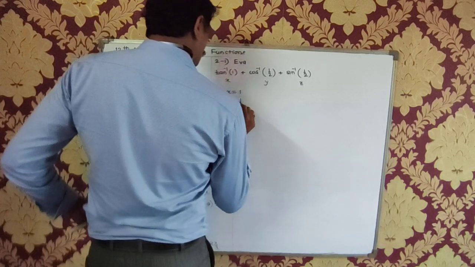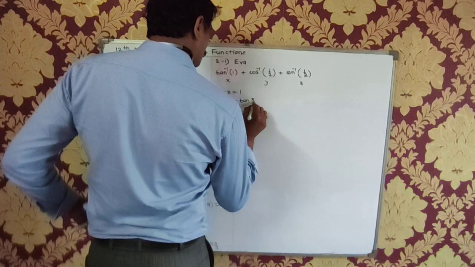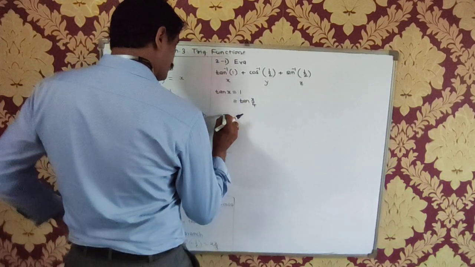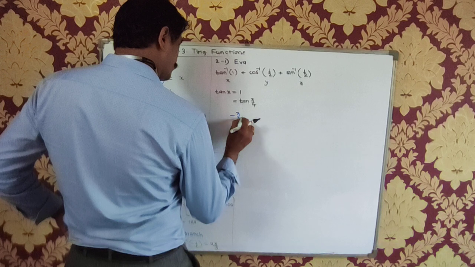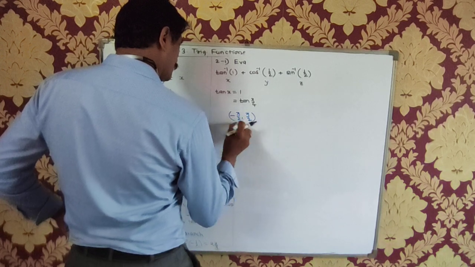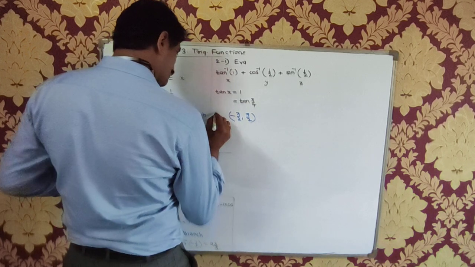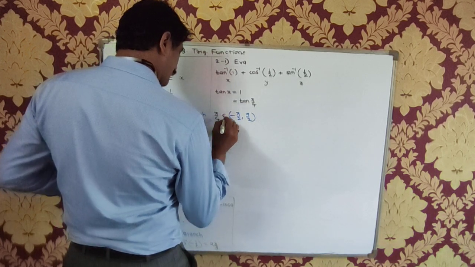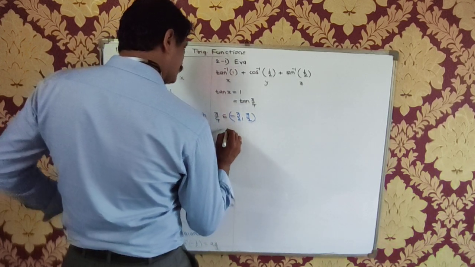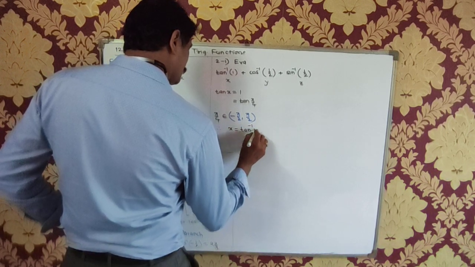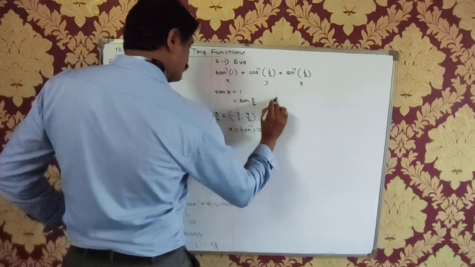Tan of what is 1? Tan of pi by 4 is 1. The principal value branch of the tan inverse function is minus pi by 2 to plus pi by 2, an open interval, and pi by 4 very much belongs to this. And therefore x is equal to tan inverse of 1 is equal to pi by 4.